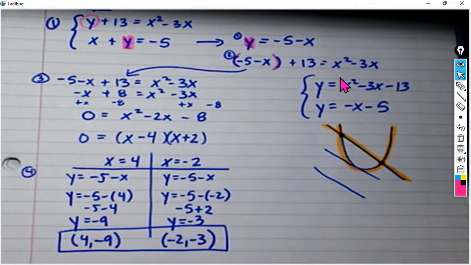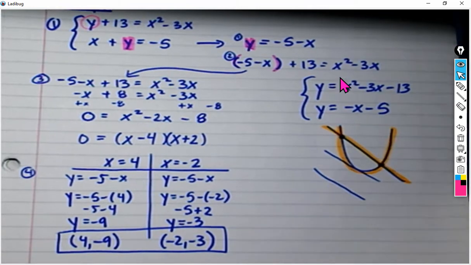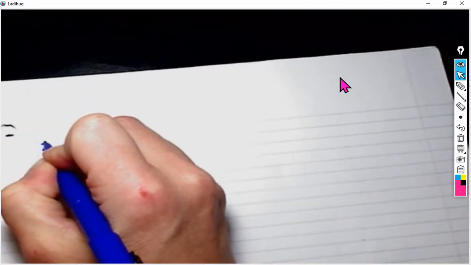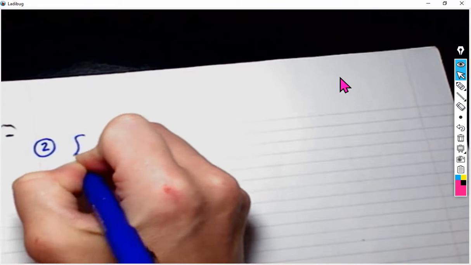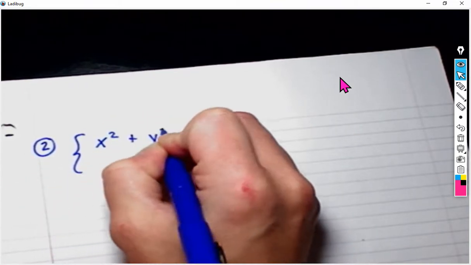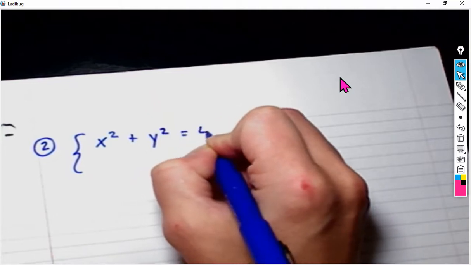Ready? We only have 2 more examples, guys. You can do it. You can do it. All right. 2. X squared plus y squared equals 4.